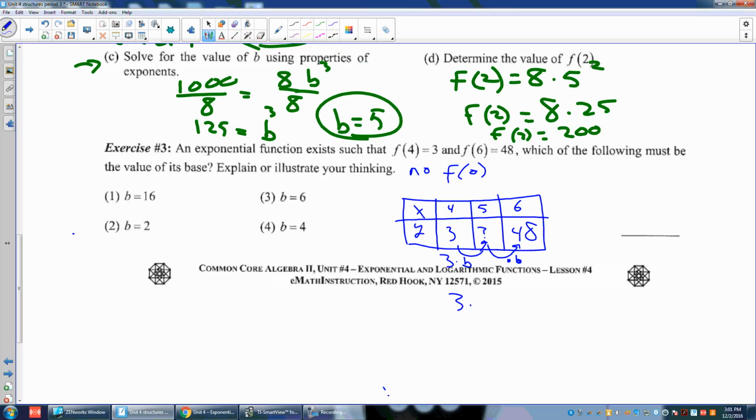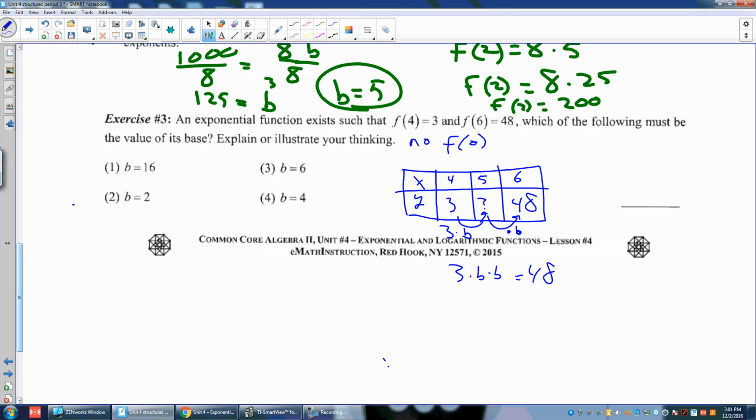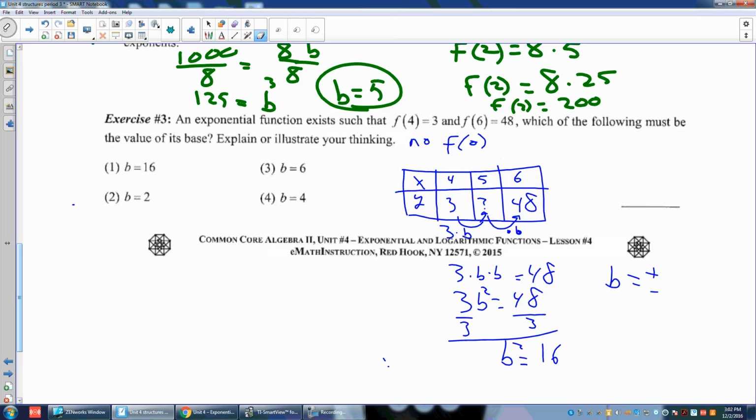So what do I have? I have 3 times b times b. That has to equal 48, because we started with 3, we multiplied it by b, and we multiplied it by b again. So 3b squared is 48. Divide both sides by 3. b squared equals 16. And so we know that b equals the positive or negative value of the square root of 16, which is 4.